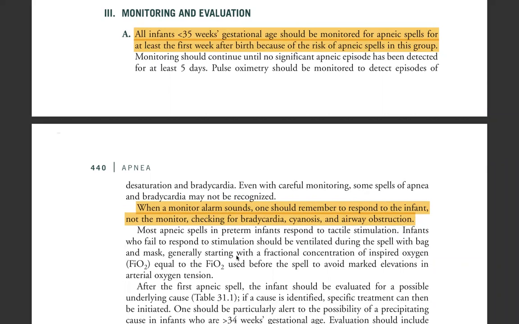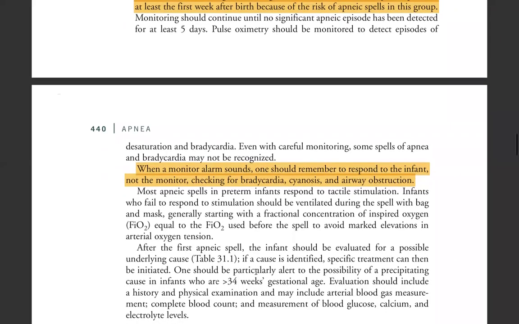If the baby fails to respond to tactile stimulation, you should start bag and mask ventilation. How much FiO2 should you use? Suppose the baby was in room air in your postnatal ward, don't connect oxygen and do bag and mask. You should use the same FiO2. For example, use AMBU with room air only. If you use higher FiO2, you will be causing elevated arterial oxygen tension and free radical injury, and ROP, BPD and all.